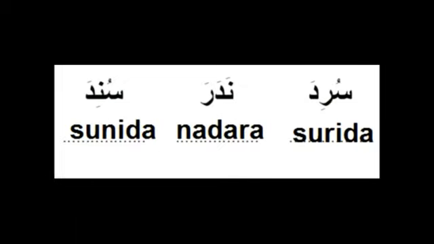Now we'll go through the words together. The first word, the sin with the dhamma, su. The ra, kasra, ri. The dal and fatha, da. Surida. Next word, the noon with fatha, na. The dal with fatha, da. The ra with a fatha, ra. Nadara. The next word, the sin with the dhamma, su. The noon with the kasra, ni. The dal with the fatha, da. Sunida.